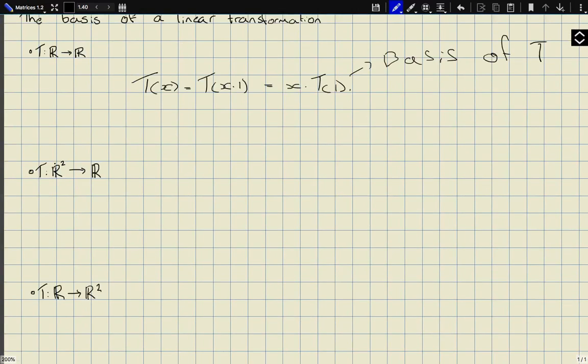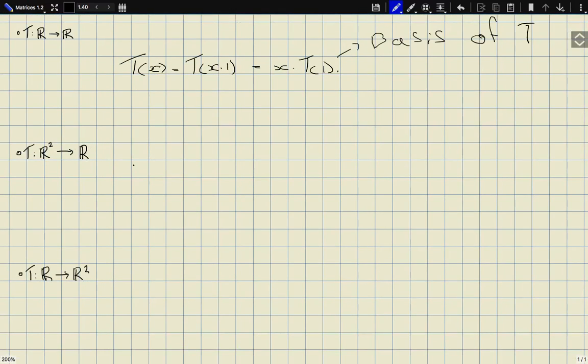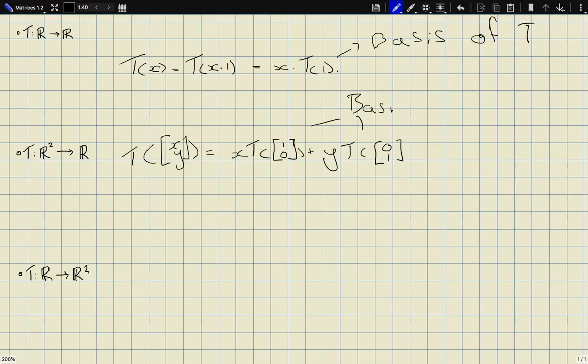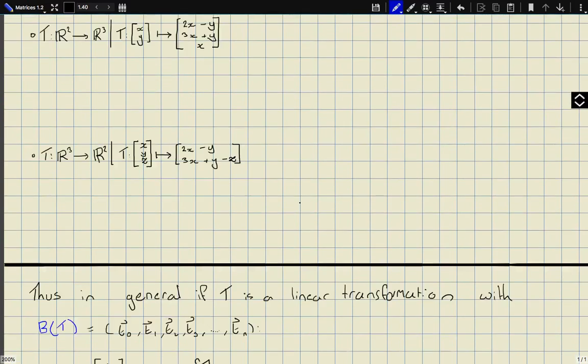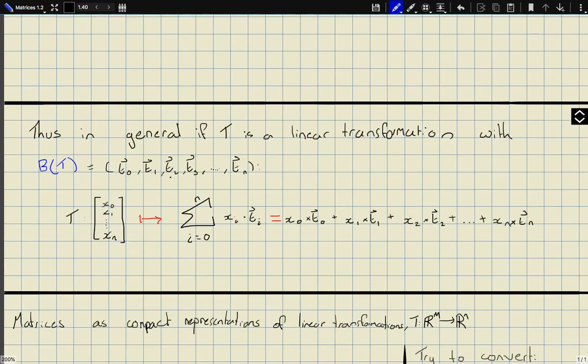Similarly, when we were looking at linear transformations from 2 dimensions, we saw that T of (x, y) is equal to x T of (1, 0) plus y T of (0, 1). And so these two, T of (1, 0) and T of (0, 1), together form the basis of T here. Now, in general, the basis of T is just an ordered list of vectors. So here we have some general linear transformation where the basis of T is this list here of T0, T1, T2, T3, all the way through to Tn.